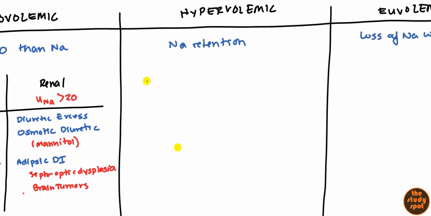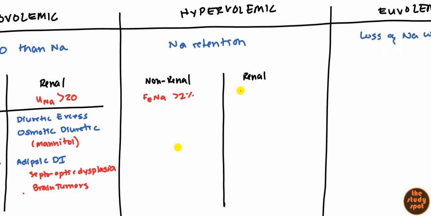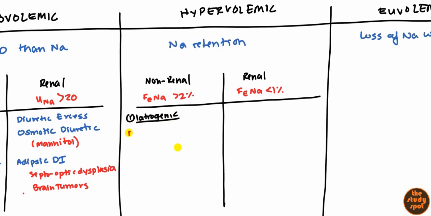Now when we talk about hypervolemic, again, this is a situation where there's sodium retention. So again, we have non-renal and renal. In non-renal, the fractional excretion of sodium is greater than 2%, and in renal, it's going to be less than 1%. So iatrogenic causes, so these are caused by doctors.